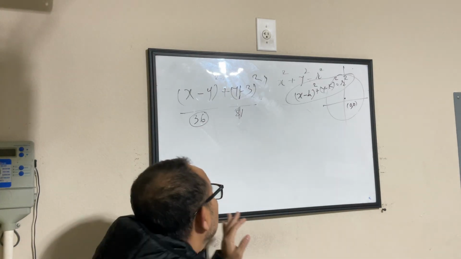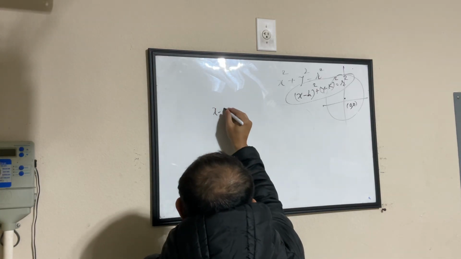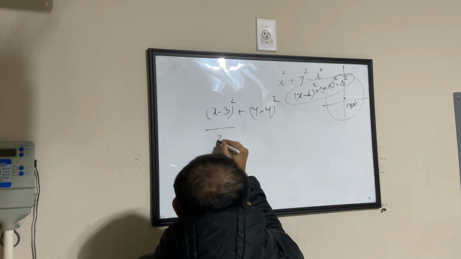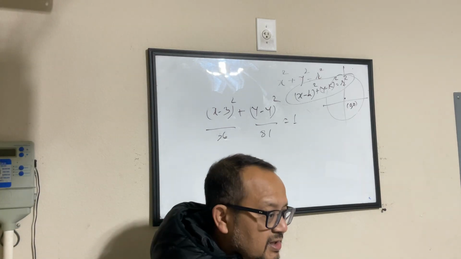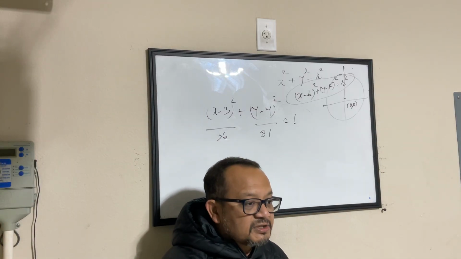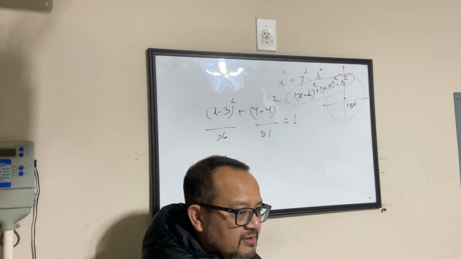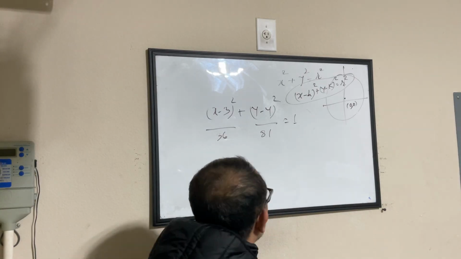But let me write this equation one more time. I'm just trying to make sure that by looking at the equation, you are able to determine the key things that we need to know about them. Let's say I have (x minus 3) squared plus (y minus 4) squared divided by 36, this divided by 81, equal to 1. So this is certainly an equation for an ellipse. Just by looking at this equation, can you tell me what the center of this ellipse is and what the major and minor radius of this ellipse are? Any thoughts? Yeah, Chris. The center is (3, 4), right?